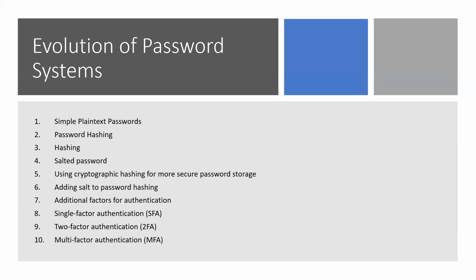And then we have using cryptography hashing for more secure password storage. So the irreversible mathematical properties of hashing make it a phenomenal mechanism to conceal passwords at rest and in motion. So another critical property that makes hash functions suitable for password storage is that they are deterministic. So a deterministic function is a function that given the same input always produces the same output.